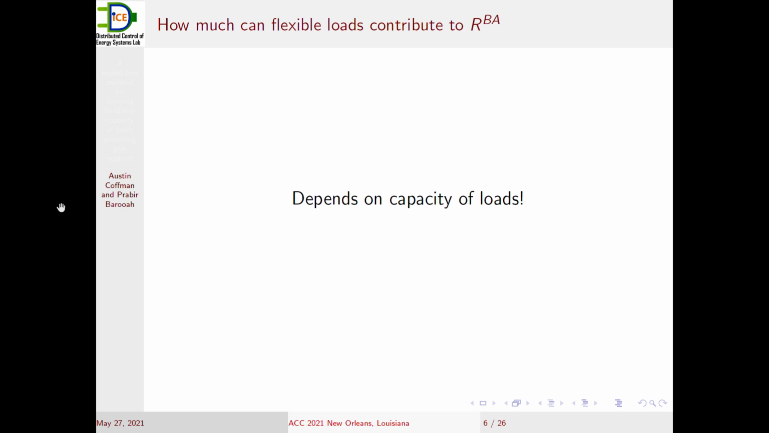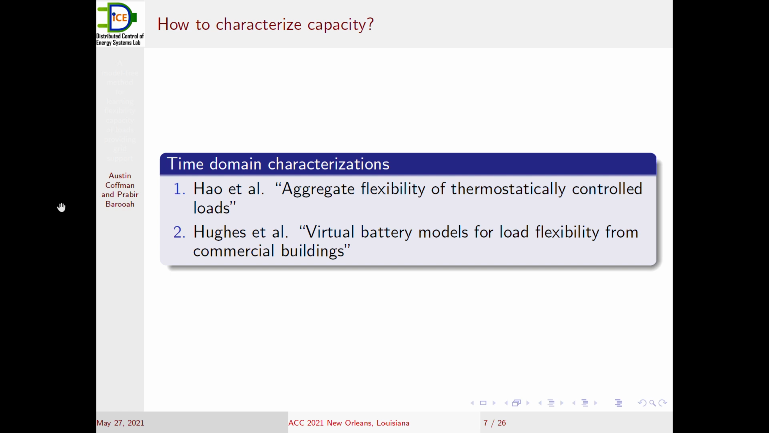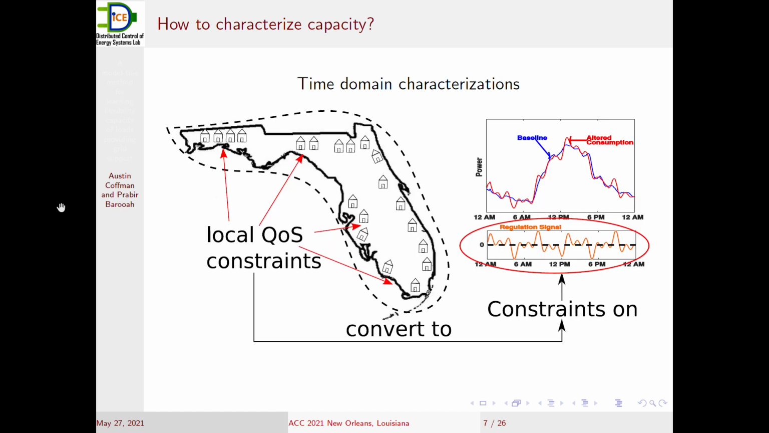So how much can flexible loads contribute to RBA? Well, that depends precisely on the capacity of the load. So, how much can they do really? There are many works on this, and one way of characterizing this capacity is what I call time domain characterizations. The aim of these works is essentially to take all the local quality of service constraints and convert them to constraints on the regulation signal. The idea is the quality of service at the loads dictates how the load can operate, and because of this it dictates in aggregate how much they can deviate from their baseline, and so how much they can contribute to RBA.